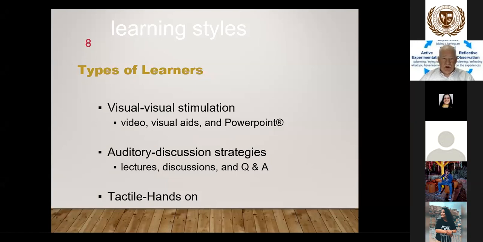There's a visual, which means you relied on visual stimulation to do your learning, video, visual aids, PowerPoint, other things that you can deliver through visual delivery. Auditory, which is where most, oh, do I have a question?